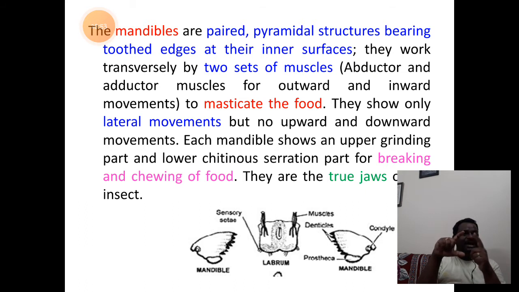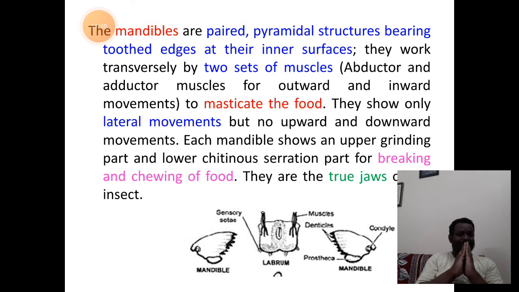When we very closely look at the mandibular inner surface, the upper part of the mandible towards the inner surface is provided with chitinous teeth-like structures, or serration part. This is the part which helps in breaking and chewing of the food. We call it the grinding part. Whereas the lower part is just the chitinous part. So these two parts are present in the mandible structure towards the inner surface.